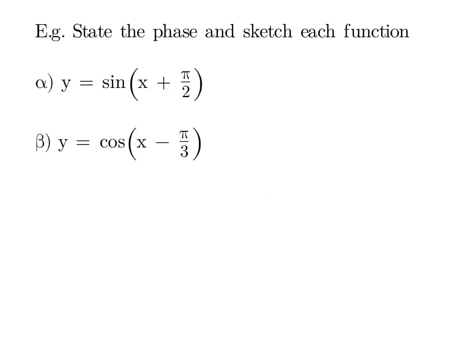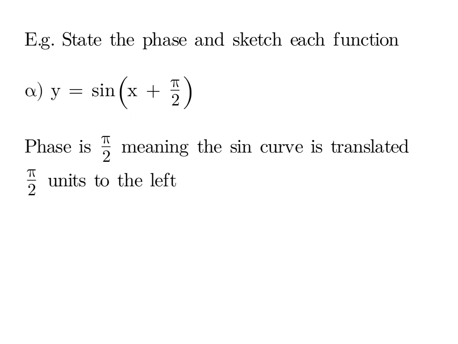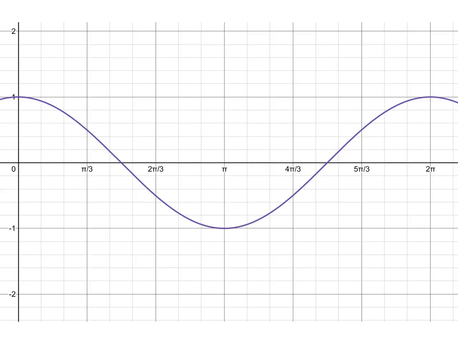So we're going to state the phase of each function, and then we're also going to sketch them. So the first one is sine of x plus pi on 2. So we know that with x plus pi on 2, we could always solve that bracket equal to 0, and we would get x equals minus pi on 2, which means it's a left pi on 2. So that's our usual, but the phase is the plus value that's in there, so the phase is pi on 2, meaning the sine curve's translated pi on 2 units to the left.